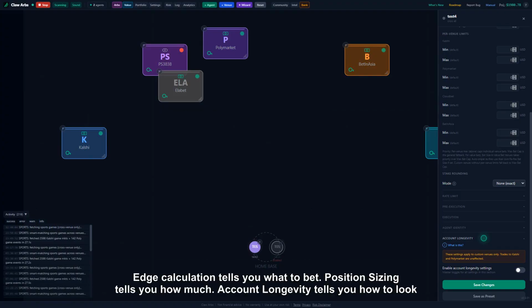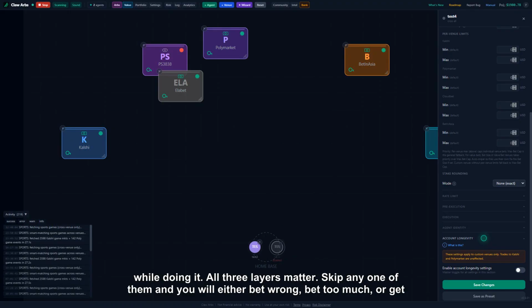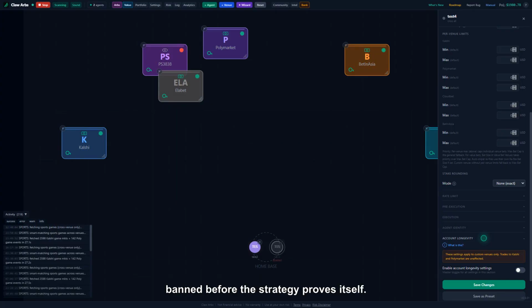Edge calculation tells you what to bet. Position sizing tells you how much. Account longevity tells you how to look while doing it. All 3 layers matter. Skip any one of them and you will either bet wrong, bet too much, or get banned before the strategy proves itself.